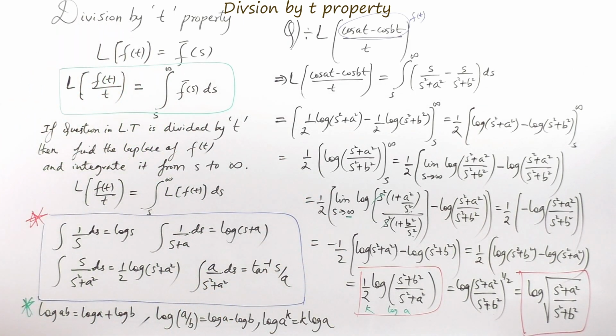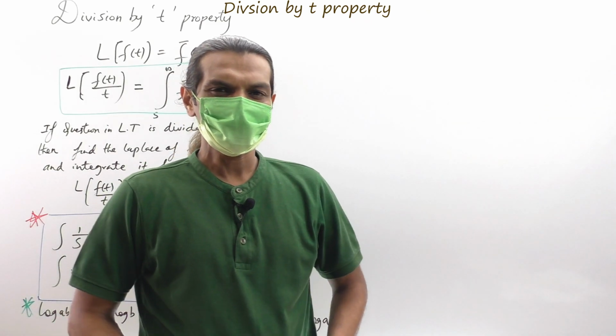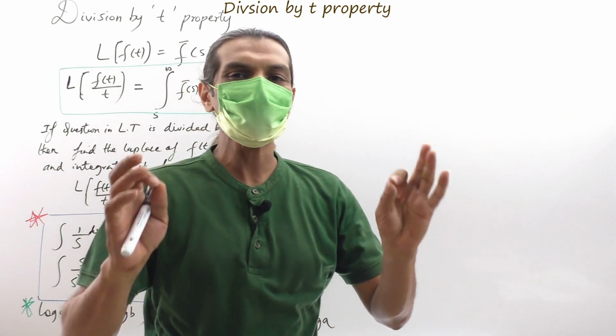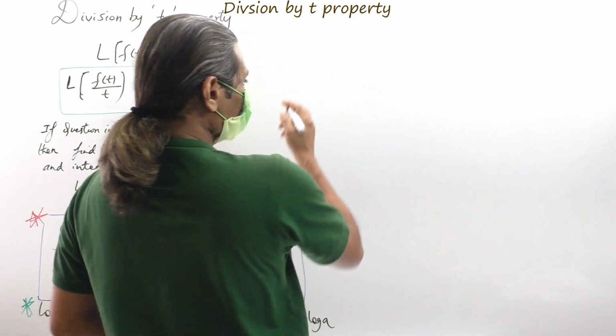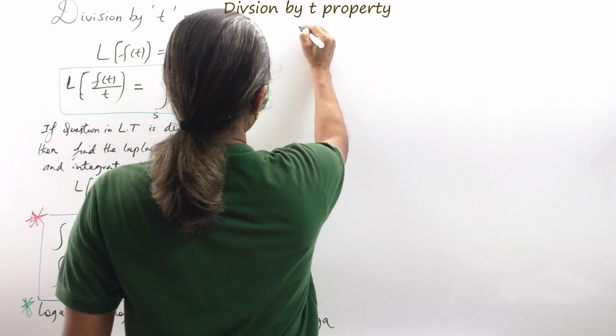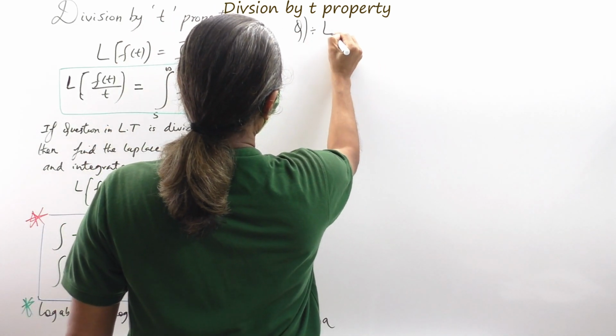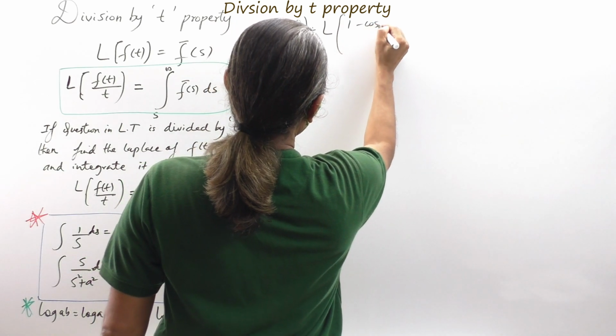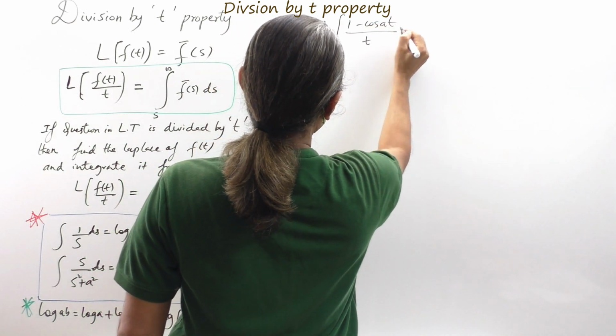Okay. So, let us solve one more last question to make you more perfect. This question has also been asked in examination. The question is, find the Laplace of 1 minus cos of a t whole divided by t.